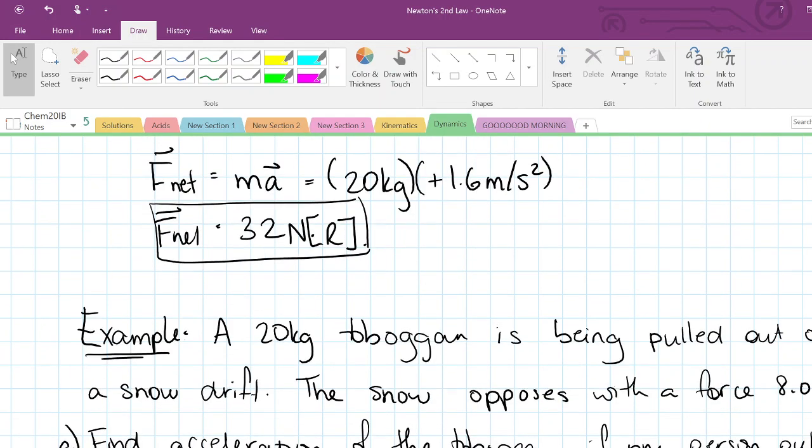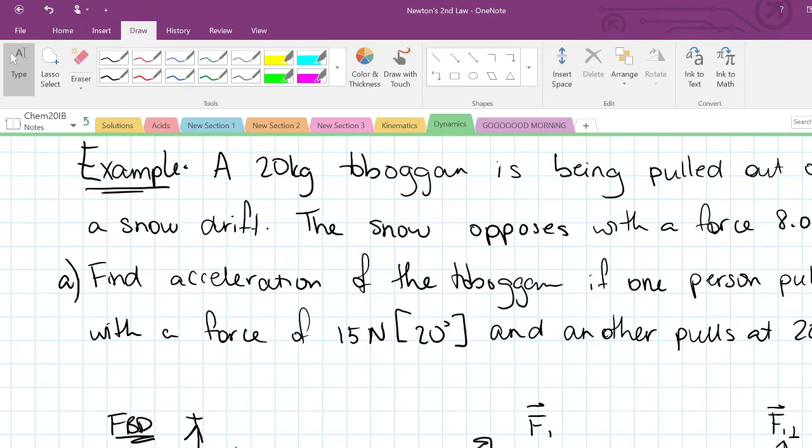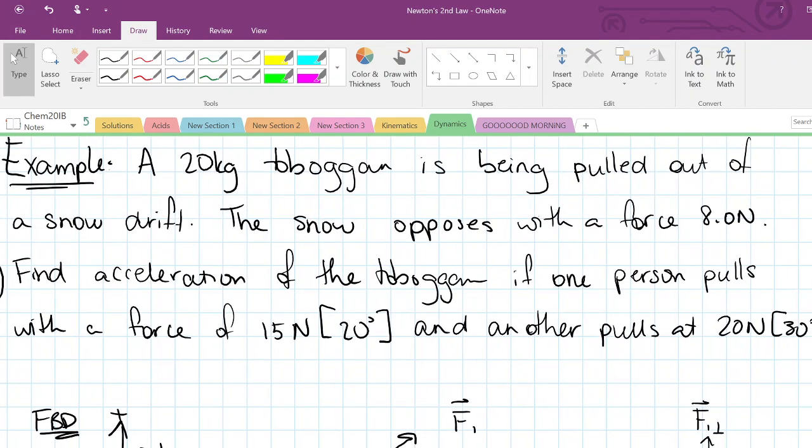Now that third type of question you might see is what we call a bird's eye problem. The bird's eye problem is almost like you're watching this particular example happen from above. You've got a bird's eye view. So they're telling us we've got a 20 kilogram toboggan. It's being pulled out of a snowdrift, and the snow opposes the pulling with a force of 8 newtons. We want to find the acceleration of the toboggan if one person pulls with a force of 15 newtons at an angle of 20 degrees, and the other person pulls at 20 newtons at an angle of 30 degrees. So here's our scenario.